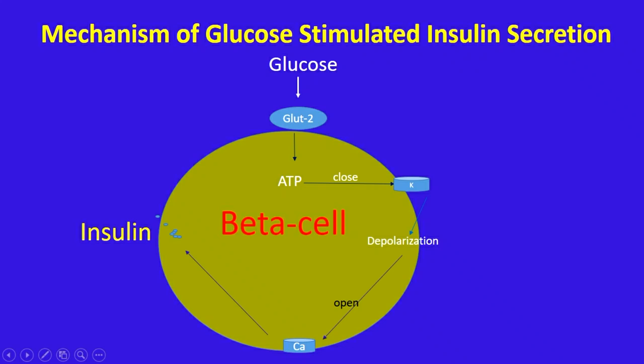Once ATP production was elevated, it closed the potassium channel. Once the potassium channel was closed, that leads to depolarization of the pancreatic beta cell membrane. Once the depolarization happened, the calcium channel is opened. Once the calcium channel is opened, insulin is released back into the plasma.